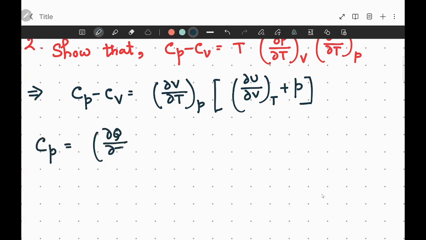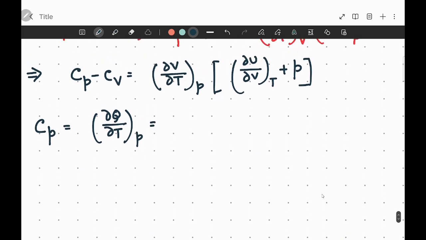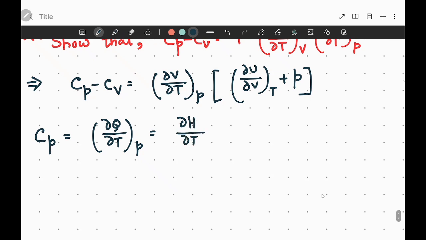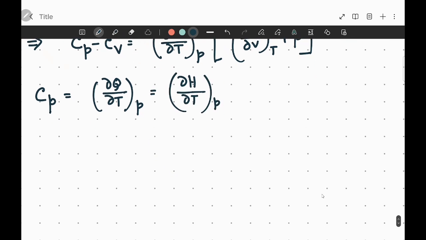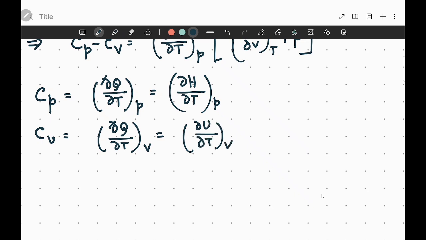Before that, we know del Qp is eventually del Hp. This is Cp. And Cv is del U/del T at constant V. You should write d-bar Q, because it's not a state function. And H is equal to U plus PV. So let me write it: U plus PV.